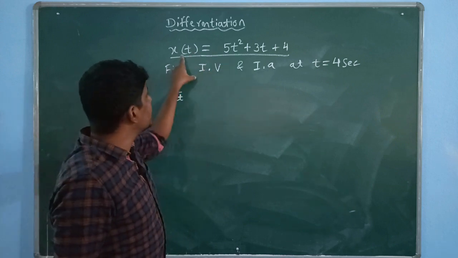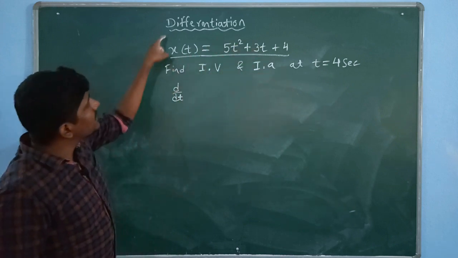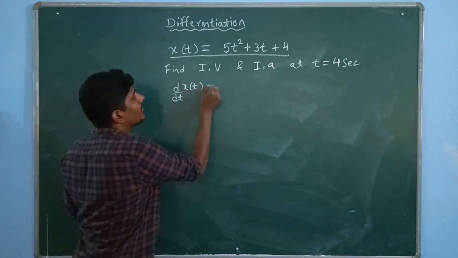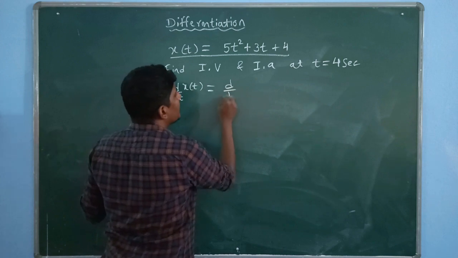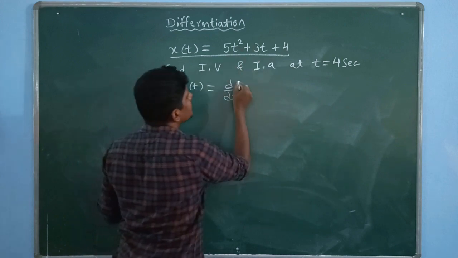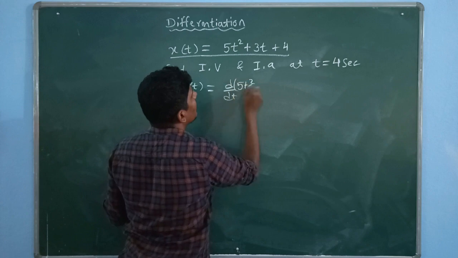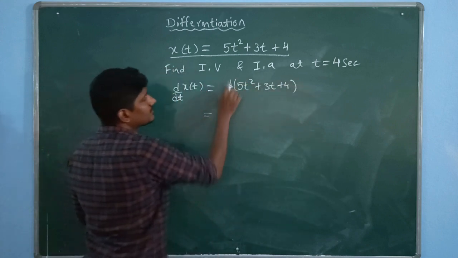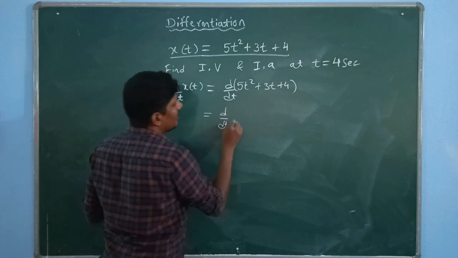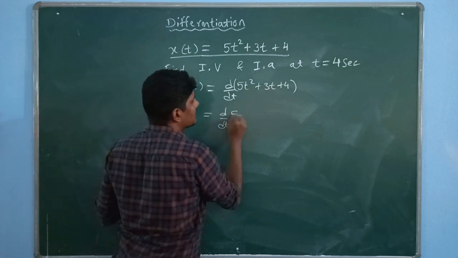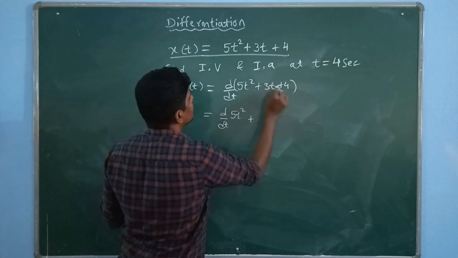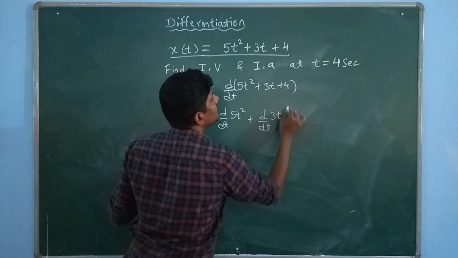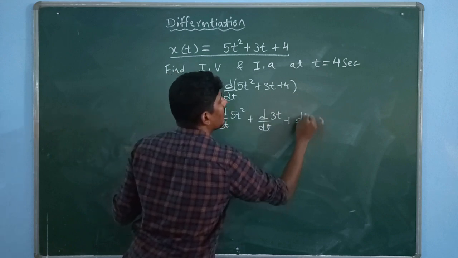Remember, when you want velocity using position, you need to differentiate the given function with respect to time. So here we will write x of t. Next, d by dt of x of t; right hand side, it is 5t square plus 3t plus 4. Next step, d by dt: differentiate each term separately, 5t square plus d by dt of 3t plus d by dt of 4.